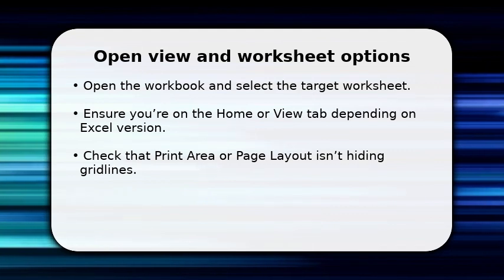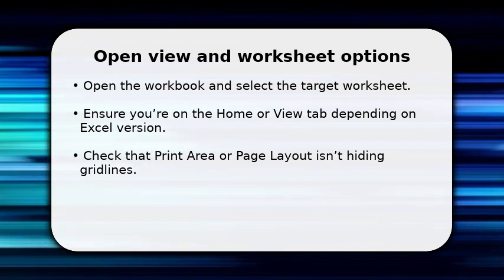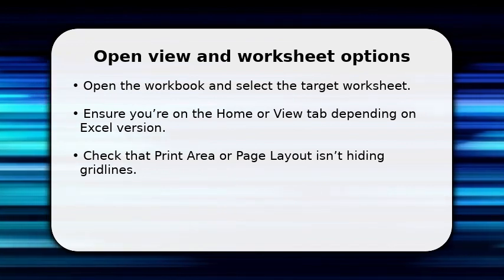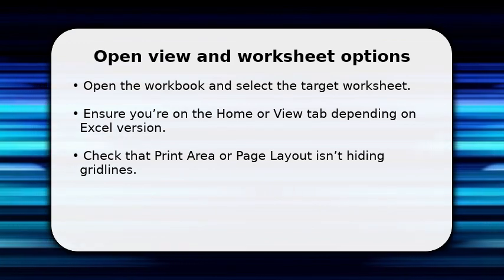Once done, confirm print area or page layout settings aren't suppressing grid lines for print. Make sure the sheet isn't protected. Protection can prevent toggling. These steps set the stage so the actual removal command will affect the visible cells immediately.